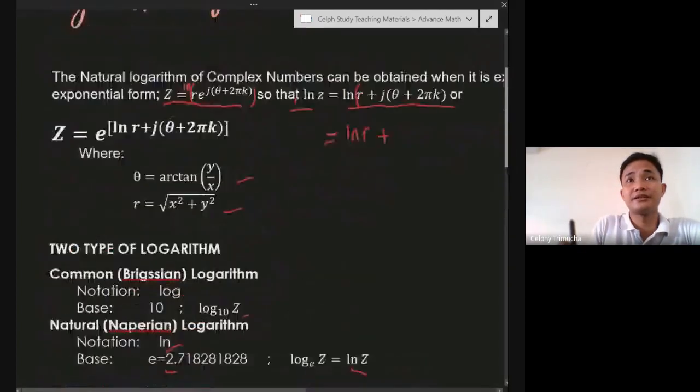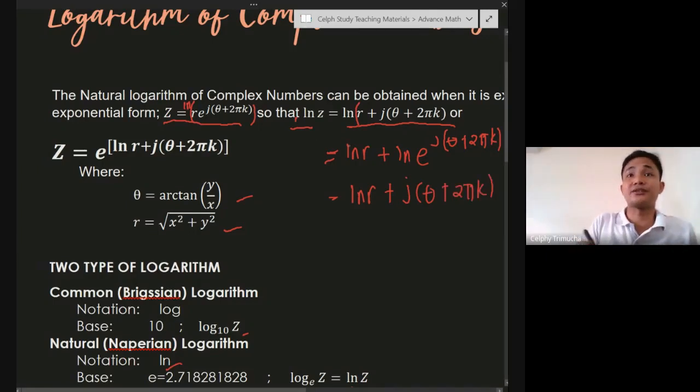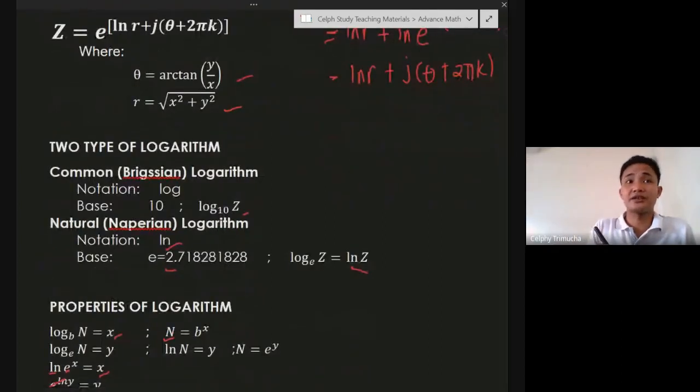So we will have ln naman dayon of your e raised to j theta plus 2 pi k. So ang mabilin diri sa piak will be ln r plus, so makancel na lang man ang imong ln kag e. So ang mabilin na lang isang aton nga exponent, we have j theta plus 2 pi k. So mao na ang mabilin sa aton nga equation. So we are going to show that more through examples na lang siguro.